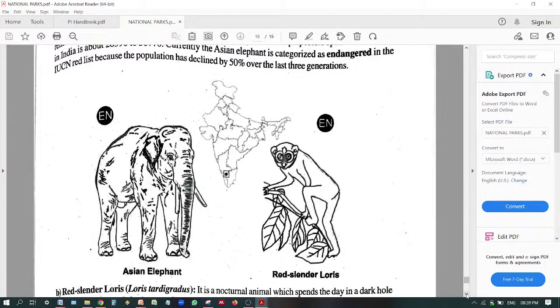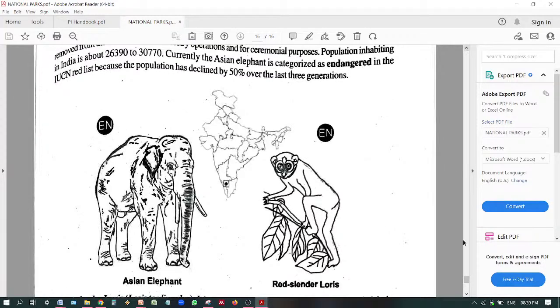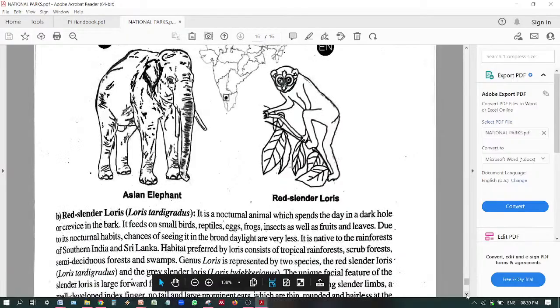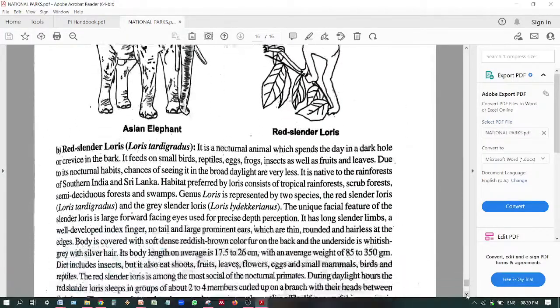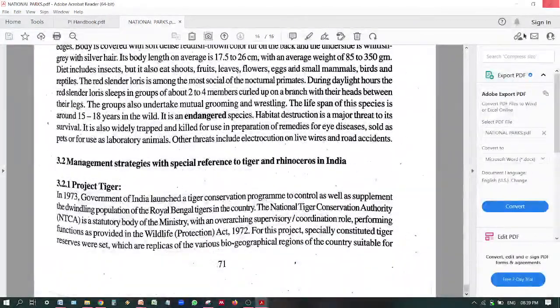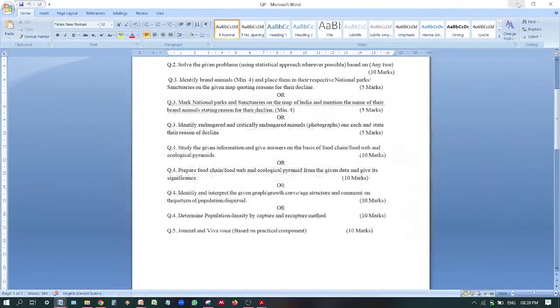Then next is the Asian elephant. Asian elephant is endangered, and the red slender loris is also an endangered species. So it is in Karnataka, this is the wildlife sanctuary. The two representative species here are the Asian elephant and the red slender loris. So this is all about our question number 3.